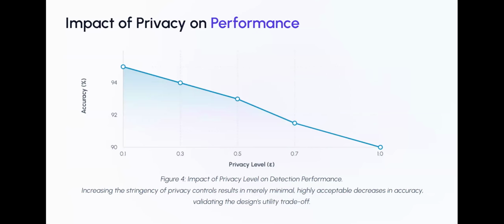The impact of privacy on performance: the trade-off between privacy and detection accuracy. As the privacy protection becomes stronger by increasing the perturbation, the detection accuracy decreases slightly. So this shows that the proposed framework maintains excellent utility while ensuring stronger privacy preservation.